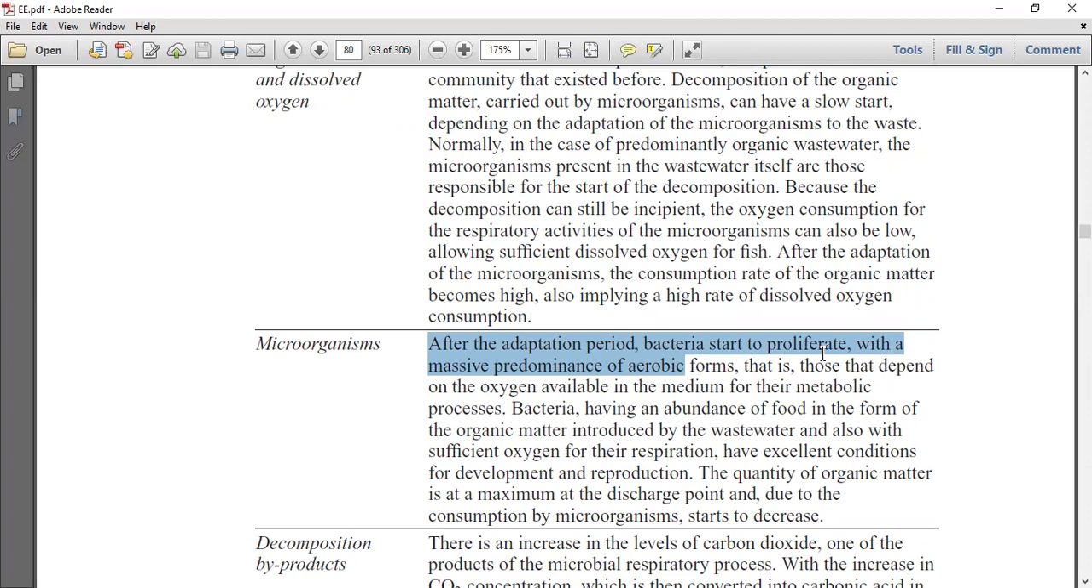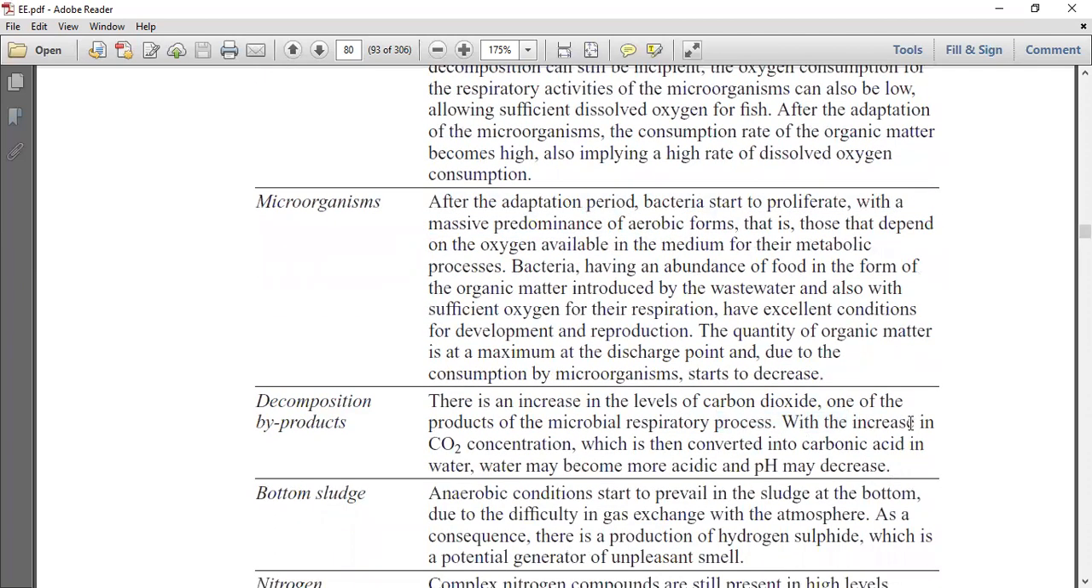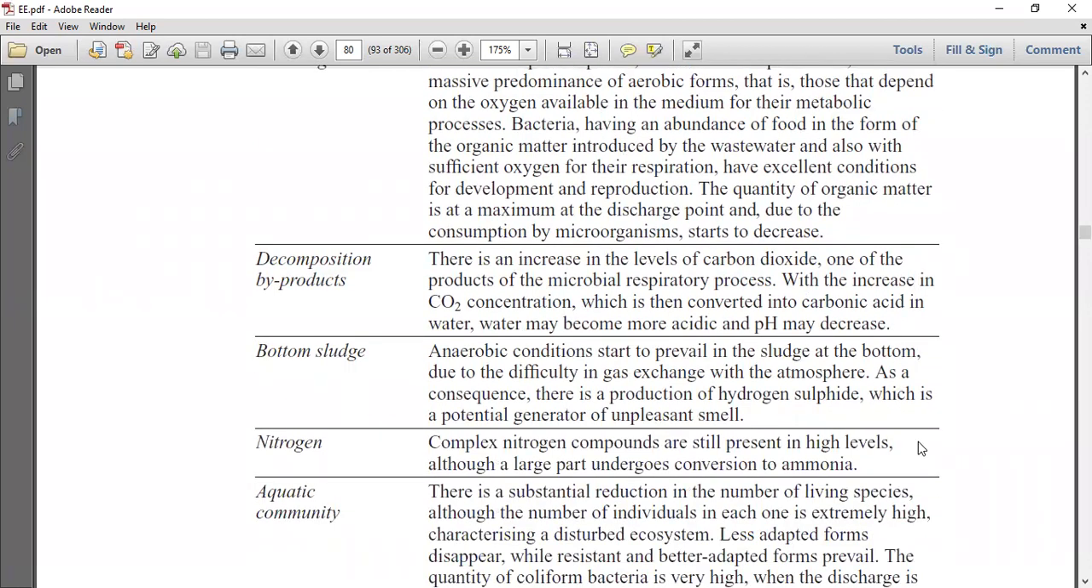The quantity of organic matter is at a maximum at the discharge point, and due to the consumption by the microorganisms, it starts to decrease. Decomposition byproducts: there is an increase in the level of carbon dioxide, one of the products of the microbial respiratory process. With the increase in the CO2 concentration, it is converted into carbonic acid in water. Water may become more acidic and pH may decrease.